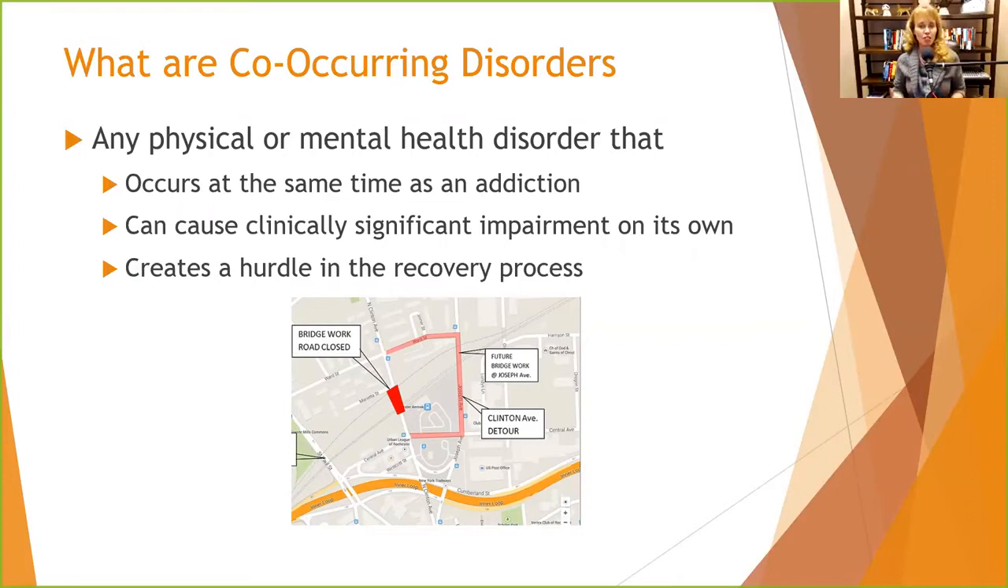Each one of these disorders can cause clinically significant impairment on its own, and they create a hurdle in the recovery process. For the best illustration I could give, I got a map from Waze or something. If you're on a traditional trajectory for straight addiction treatment or straight depression treatment, you're going up this white road right here. But if you have a co-occurring issue, that's going to block the road. You're not going to be able to continue straight on that path because there are other things that need to be attended to, so you're going to need to divert a little bit.